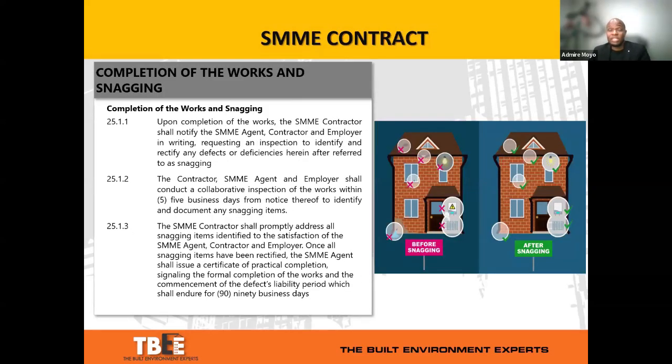Yeah. So when it comes to completion of the works and snagging, we've reverted to the traditional term of snagging as opposed to inspection of defects for final completion or practical completion or whatever the case is, because that's the loose term that most SMME contractors encounter when they're on site. So it makes sense for that term to be a contractual term and not necessarily a specific trade term that perhaps leads to confusion and so on.